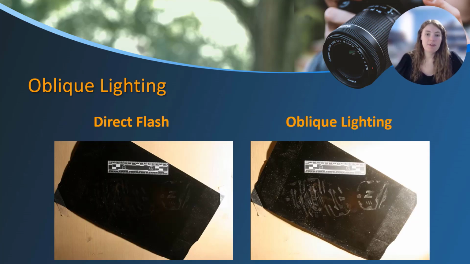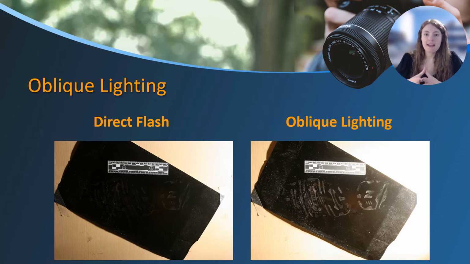Here's another example of oblique lighting. This black paper holds a static clean lift of a footwear impression in dust. As you can see from the photographs on the slide, photographing the impression with the camera flash straight above provides really few details about the sheet. However, by holding the flash to the side of the paper, more of the dust impression is highlighted.